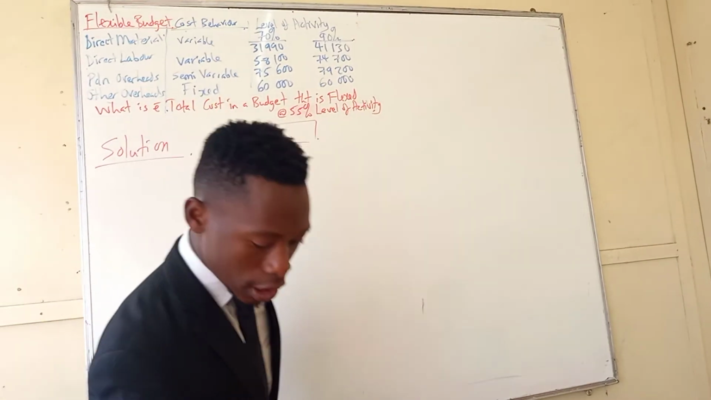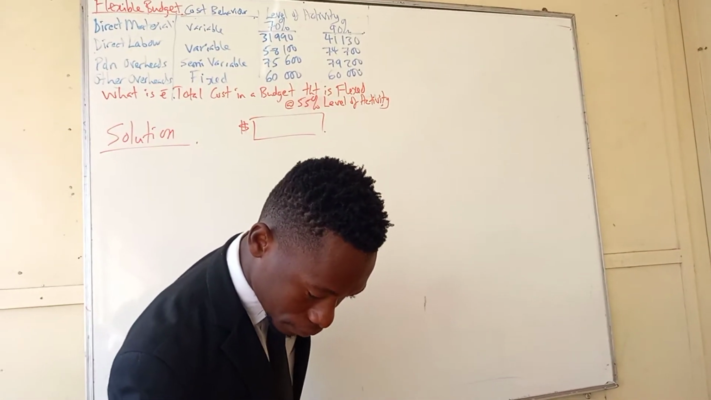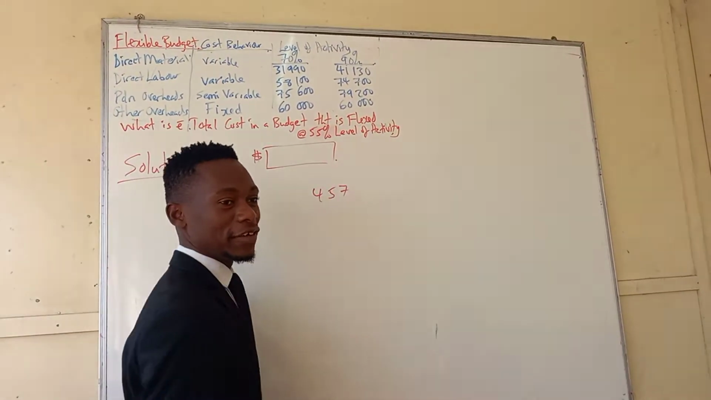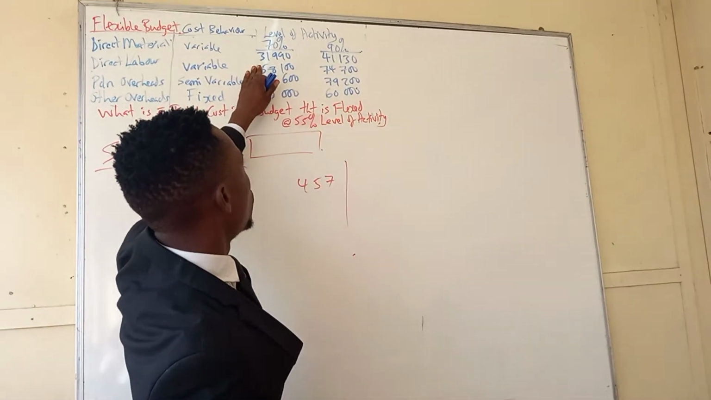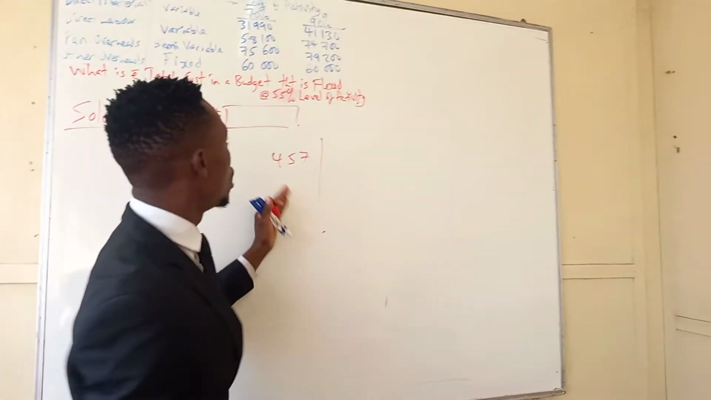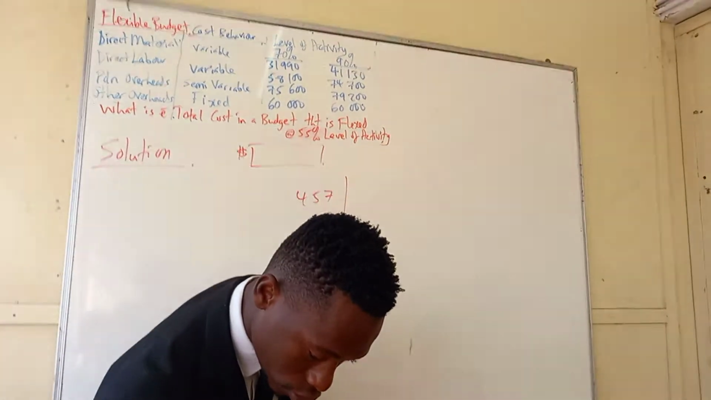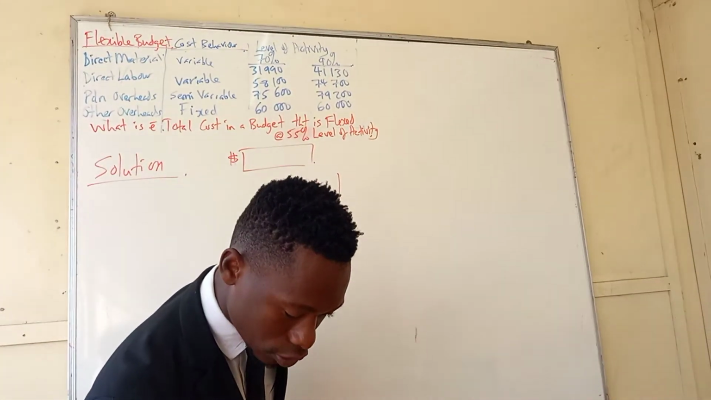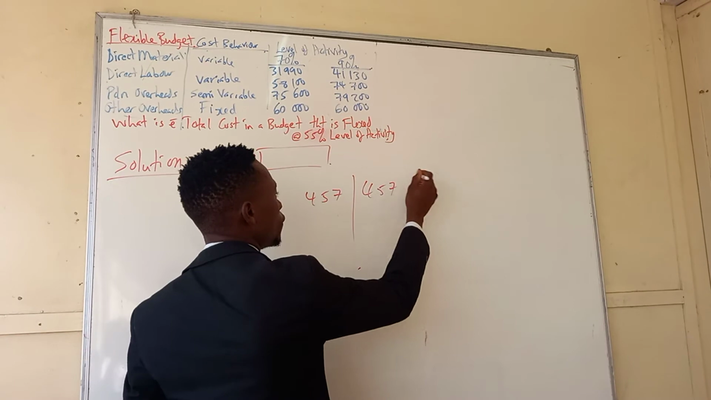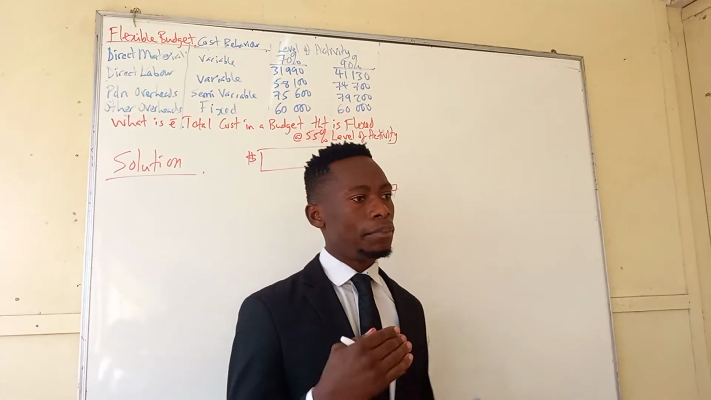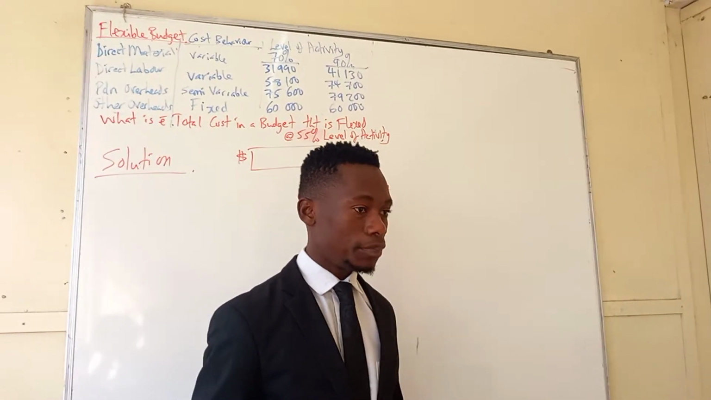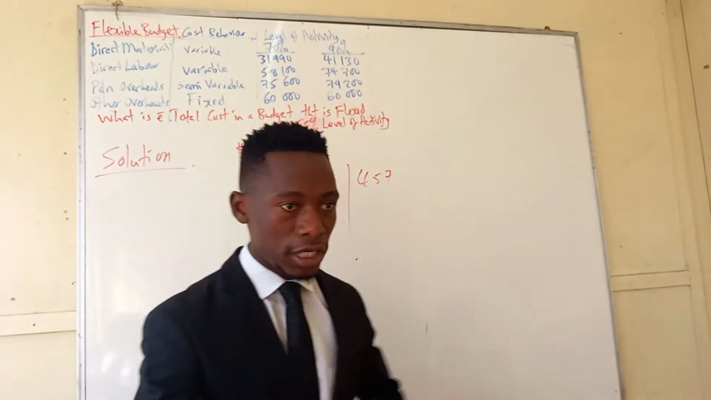Let me just prove it. 31,990 divided by 70. If I divide, I'm getting 457. So this cost, we are incurring if we produce at 70%. What about 41,130? 41,130 divided by 90. What do you get? Before I do the number crunching, it's pretty obvious that I'll get 457, because the variable cost per unit is constant. One whiteboard marker, $5. Per unit is constant, but in total, it increases.